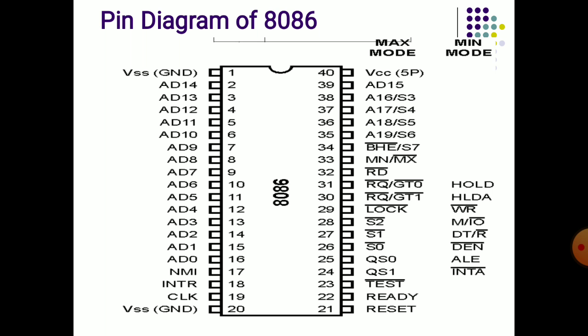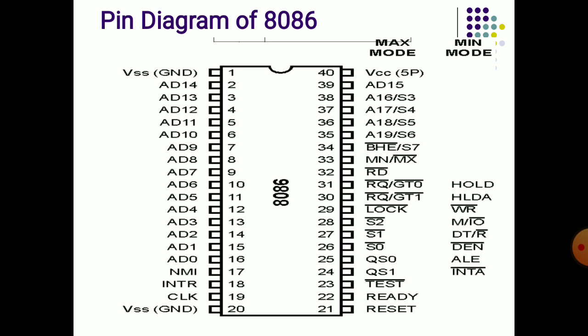Then MN/MX bar is very, very important. Here the MN/MX bar pin is mainly used to decide whether the processor is operated in single processor mode or multiprocessor mode, that is minimum mode or maximum mode. Here MN indicates minimum mode and MX bar indicates maximum mode. This pin number 33 is used to decide whether the processor is activated in minimum mode or maximum mode operation, that is single processor mode or multiprocessor mode.